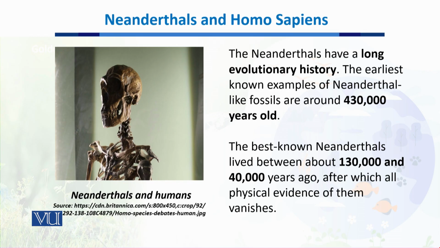the Homo sapiens. The best known Neanderthals lived between about 130,000 to 40,000 years ago. So it means that the human-like species Neanderthals existed on Earth until some 40,000 years ago. After 40,000 years ago, we don't find any fossil evidence of this species, which shows that some 40,000 years ago, this species suddenly vanishes from planet Earth.